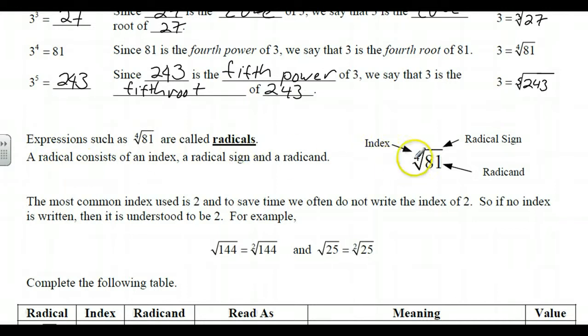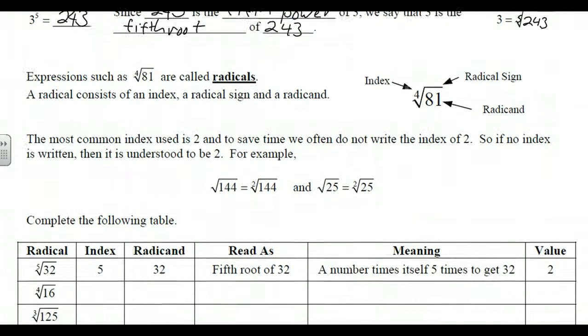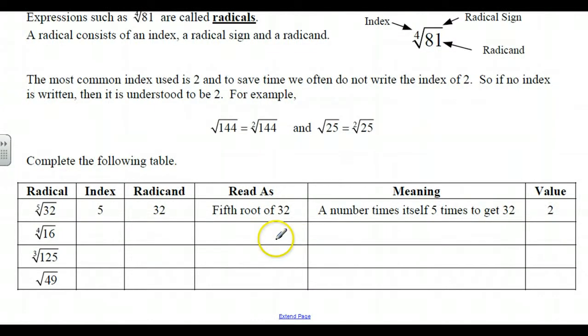A radical consists of an index that tells you what root, the radical sign saying we're taking a root, and the radicand, the thing which we are taking the root of. Most commonly, we do square roots. So the most common index used is a 2, and so when we don't write it, it's a 2. So if no index is written, it's understood to be 2. And you are very rarely going to see an index written. Complete the following table.